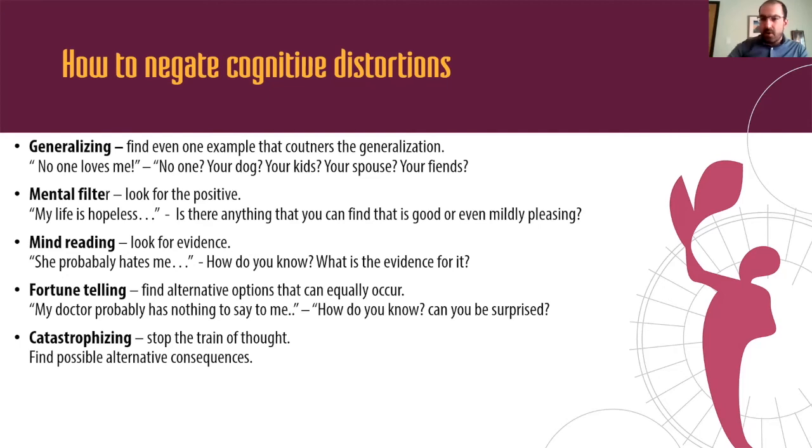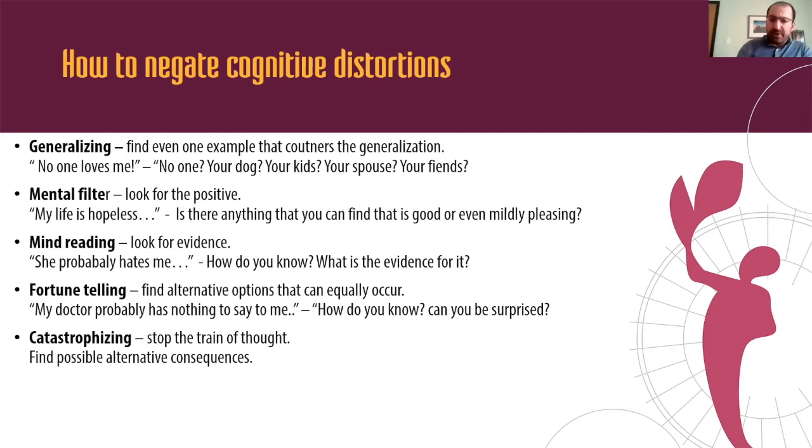Mind reading: we want to look for evidence when we say, she probably hates me, or he probably thinks so and so about me. We want to ask, how do we know? What is the evidence for it? Now, it could be that so and so told me, I hate you. Okay, if that's the case, then that is actual evidence. But if she didn't, or he didn't, or if I'm just jumping to conclusions by mind reading, I want to know, what is the evidence for that statement? Is there actual evidence, or is it my interpretation? Can there be another interpretation of what I'm thinking?